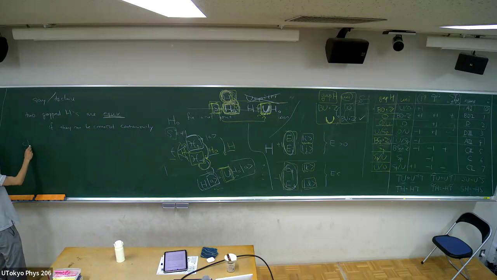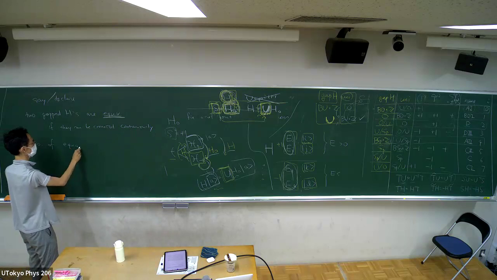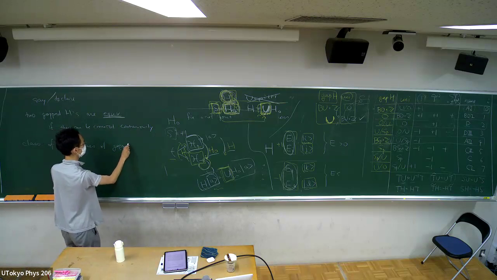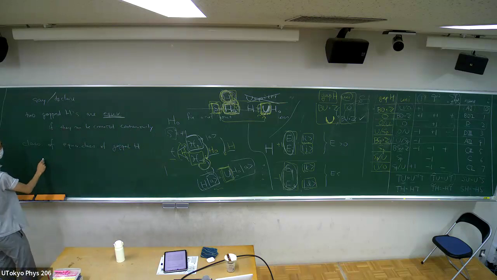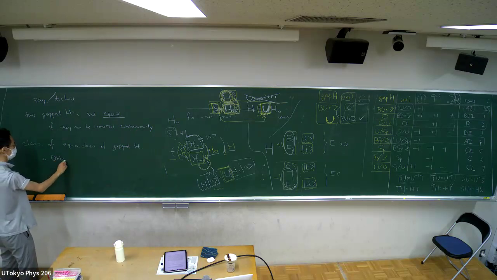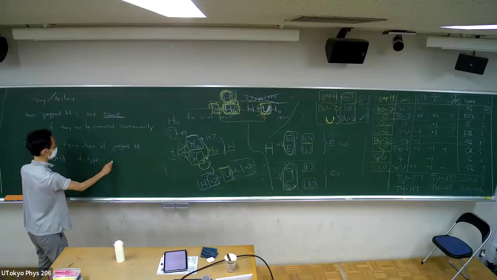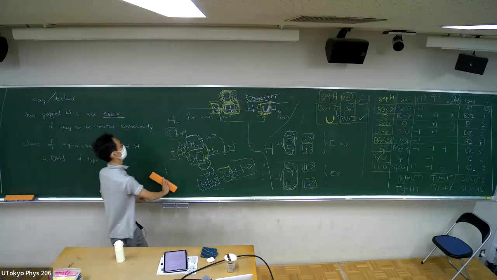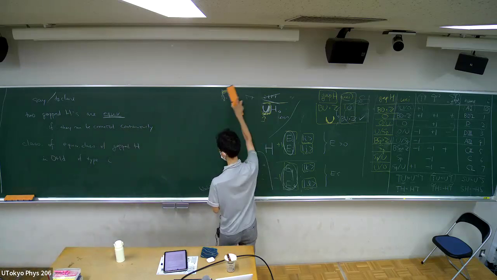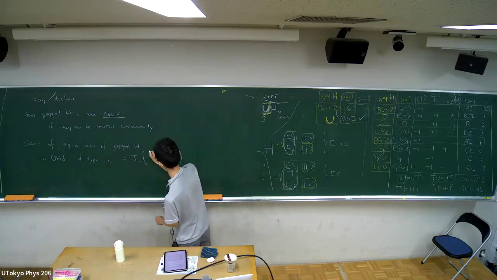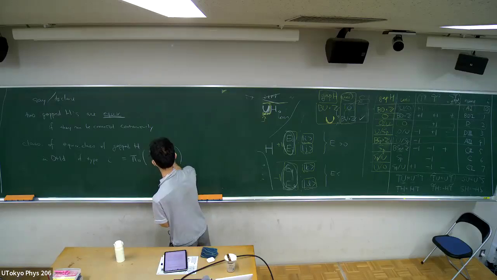Then the classification of this equivalence class of gapped Hamiltonians in 0+1D of type I is by definition pi 0 of this space, the symmetric space written there.